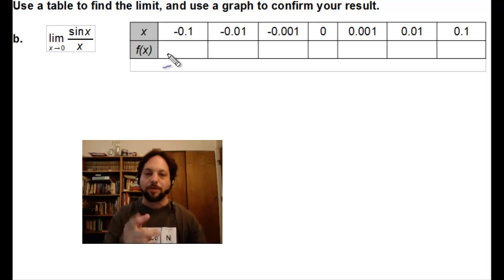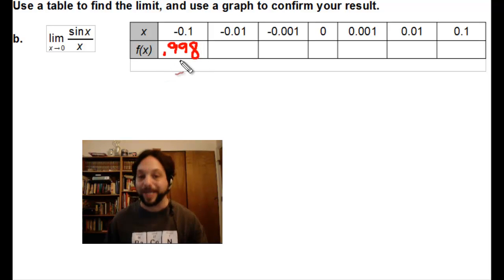again, I've done them before, but I challenge you to go ahead and do it. Don't just copy down my numbers. See what you get, and just to make sure that we do get the same things. Nevertheless, I'm going to go ahead and write down what my calculator told me, which is when x is negative 1/10th, I get 0.998. When x is negative 1/100th, I get 0.99998.